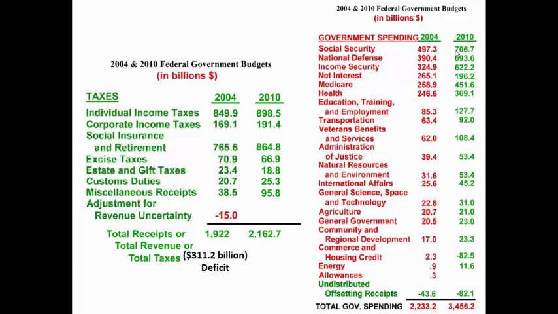By 2010, the expenditures have gone up to $3.4 trillion, and the tax revenue was only $2.1 trillion, and so in 2010 the government ran a deficit of $1.2 trillion. And don't forget, that then is added on to the debt.